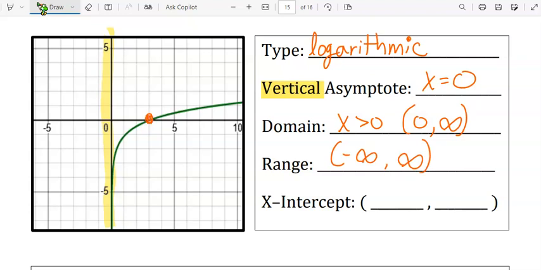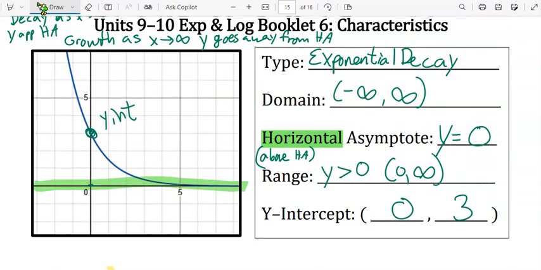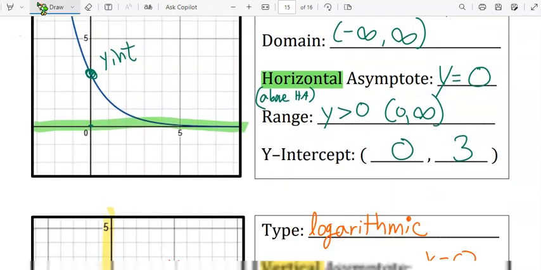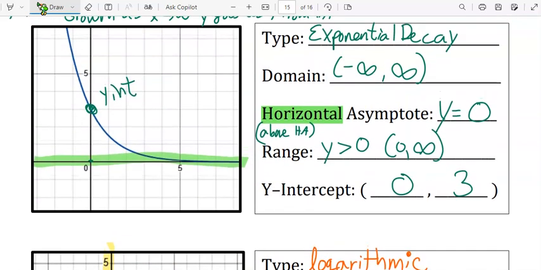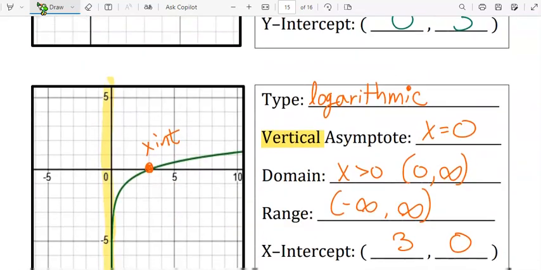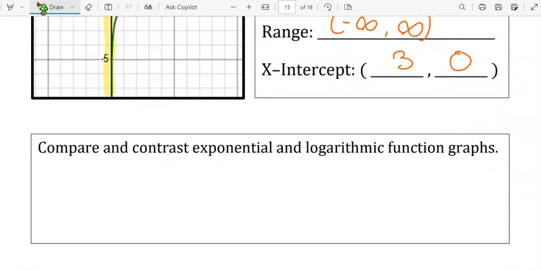The x-intercept is (3, 0). Notice the exponential and the logarithm change positions on a lot of these values. In this box below, compare and contrast exponential and logarithmic function graphs.